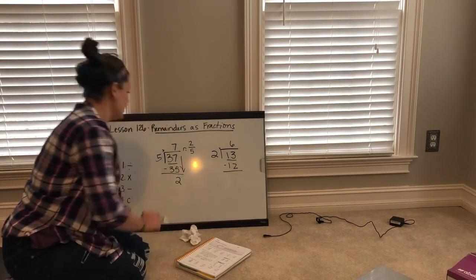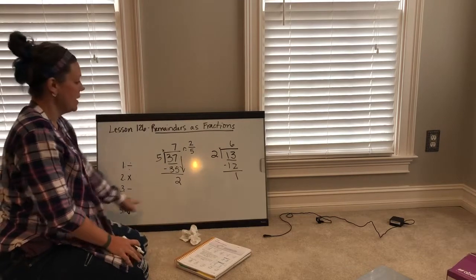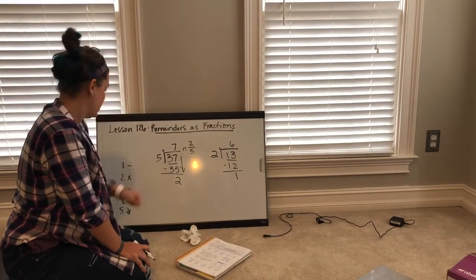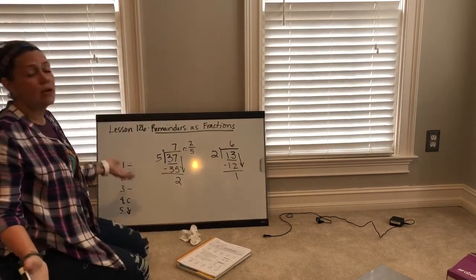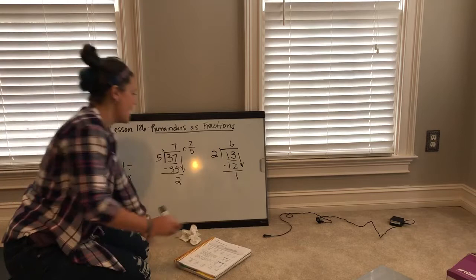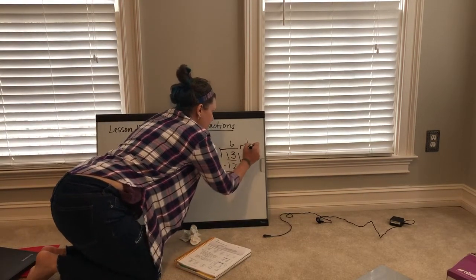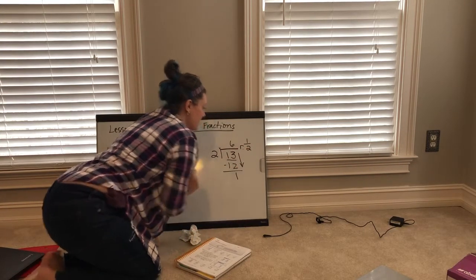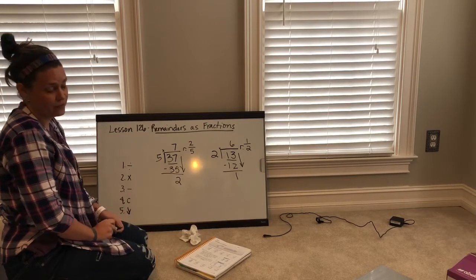And then next step is subtraction. 13 minus 12 is 1. Compare, is this number smaller than what I started with? It is, so I'm on the right track. And last step is to bring down. There is nothing left to bring down, which means I am finished with my problem. Now, this is my remainder. I'm going to write what I have left as the numerator and what I divided by as the denominator. So I have an answer of 6, remainder 1/2.